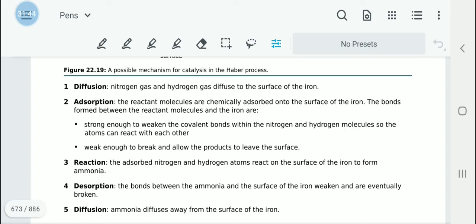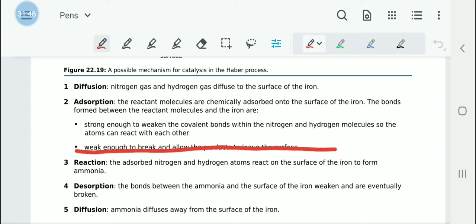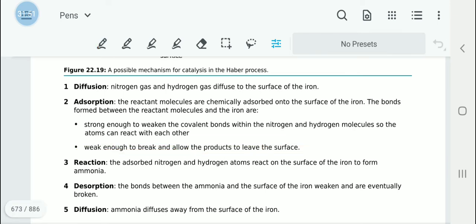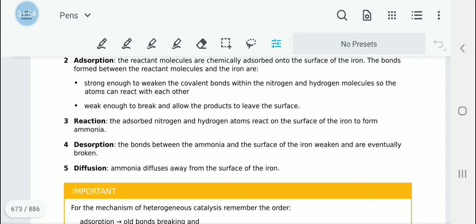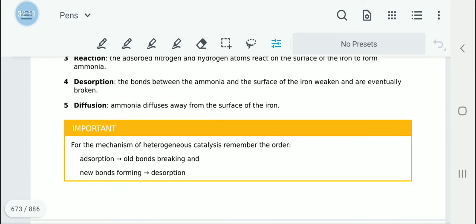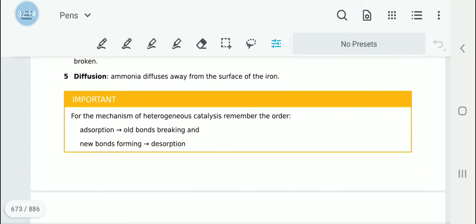So this particular part is actually not relevant here. Weak enough to break bonds, that happens at the stage of desorption. Obviously, after H is broken, it doesn't go away from there. It is still there, attached to the surface. Only after the reaction occurs will it be allowed to go. Then finally, diffusion, fifth stage: ammonia diffuses away from the surface of the iron.